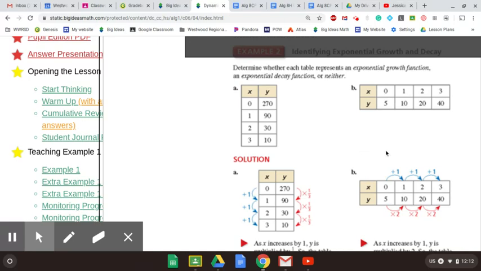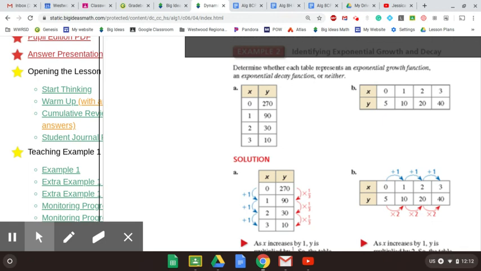First, check your x's. I can see my x's here are going up by a constant amount. They're adding by 1. That's good. Let's look at our y's. Let's see if we're multiplying. 5 to 10, that's times 2. 10 to 20 times 2. 20 to 40 times 2. So again, because we are multiplying by a common ratio, this is an exponential function.